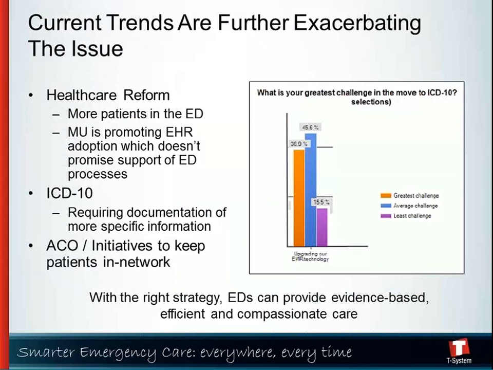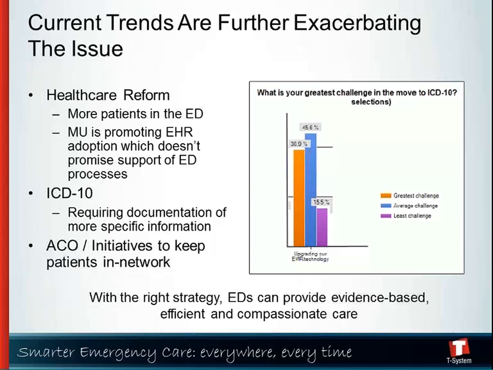There's a lot of things going on in healthcare that are further exacerbating the throughput issue. Healthcare reform has many positives. I'm not going to get into politics, even though it's close to election time. But more insured patients does not guarantee that these patients will have access to health care outside of the emergency department. So this has the potential to impact our volumes. Meaningful use is promoting the use of electronic health records. However, there's no guarantee that those electronic health records will support ED processes.